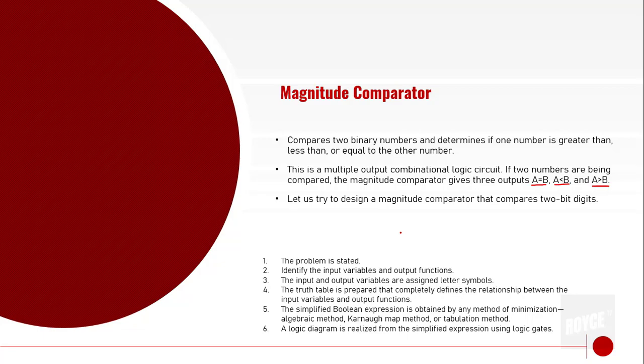After that, na-identify na natin, no? Of course, we have to assign letter symbols. So sa inputs, what variable are we gonna use? What letter symbols are we gonna use? Are we gonna use A, B, C, and so on, X, Y, Z? Sa output naman, ano yung gagamitin natin? Okay? Then, after that, we're going to prepare our truth table.